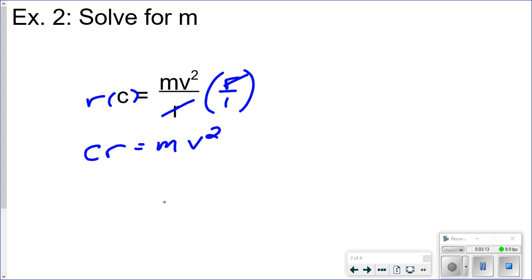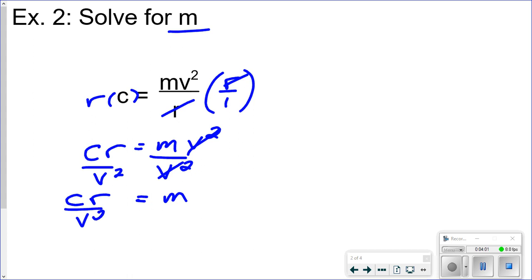Good so far? How do I get rid of the v squared? Because I'm solving for m. So this is m times v squared. So what's the opposite of multiplication? So I divide both sides by v squared. V squared divided by v squared is what? It's not 0. It's 1. Anything divided by itself is equal to 1. 2 divided by 2 is 1. V squared divided by v squared is 1. Anything divided by itself is always equal to 1. So that just becomes 1m or m. Over here, I just leave this as c times r divided by v squared. But let's flip this around because this is how we like to do it in algebra. And that would be our final answer.